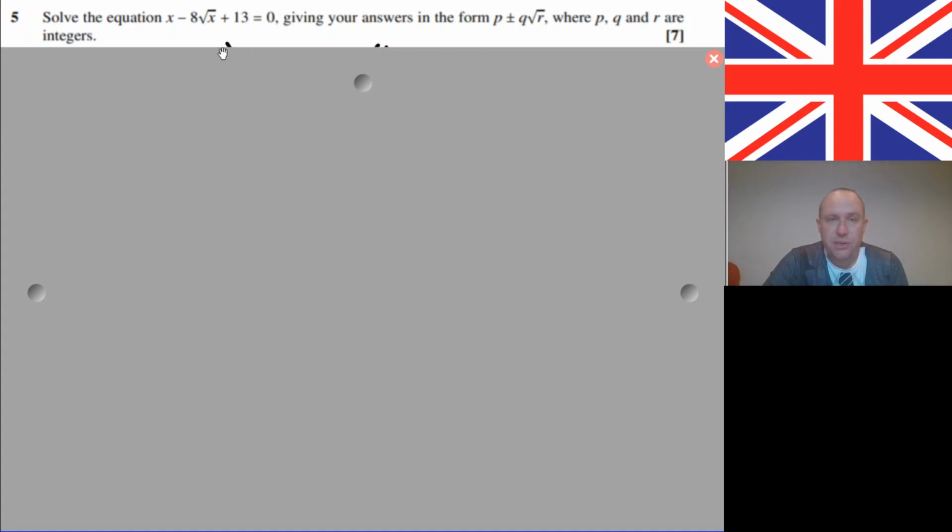Another 7-point question, so a pretty high question here. Solve the equation, giving your answer in this form. Now, you'll notice there's a radical in it, so this is not particularly a nice question. Normally when we've got questions like this equal to 0, we're trying to factor them.